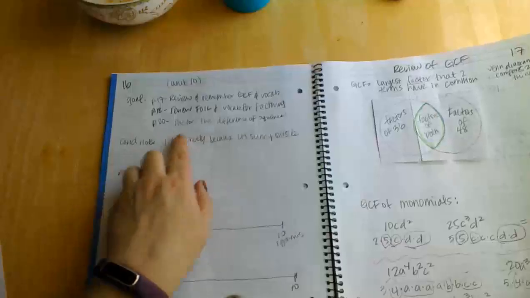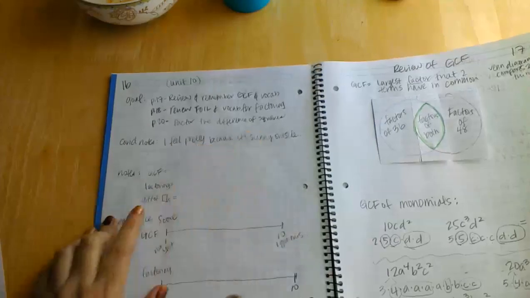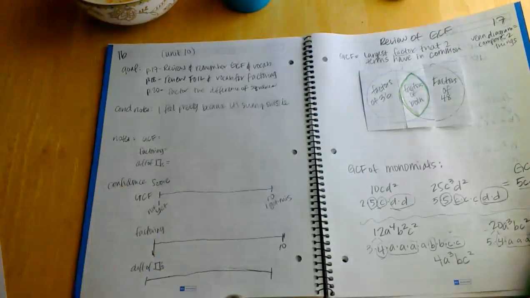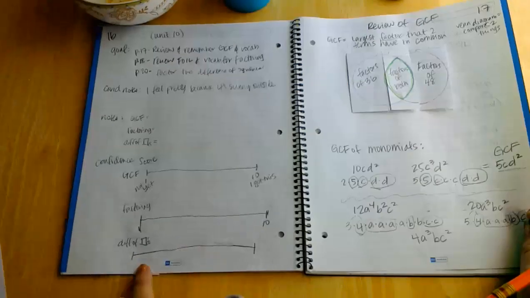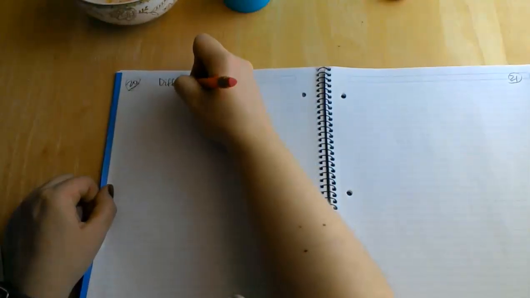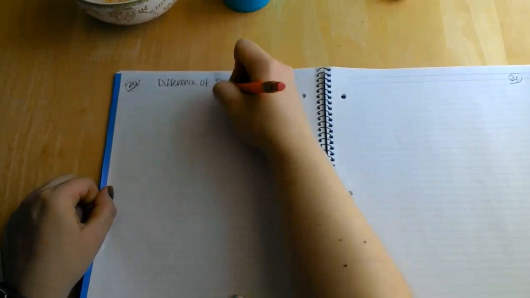And so our goal for page 20 is to factor the difference of squares. Tell me how you feel about that. How do you feel about the difference of squares? Maybe you don't even know what I'm talking about. And then down here, give me a confidence score on that. And then we're going to flip over to page 20. Oops, I already had stuff out. And this is going to be 21. I guess I've been circling them. Difference of squares.